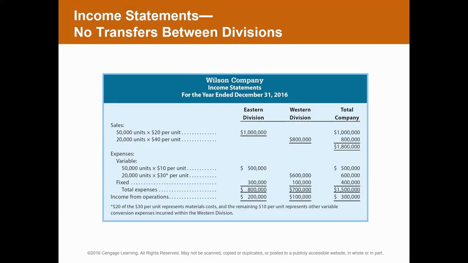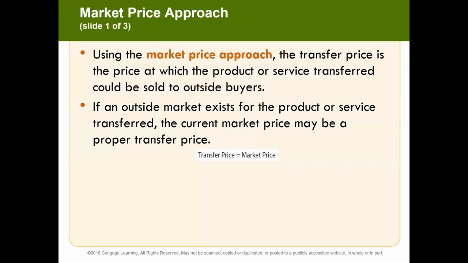If there were transfers, typically what happens is that a line item would appear, and it would say transfer cost. And I think that there's an example. I'll show you here. But okay, so using the market approach, transfer price is the price at which the product or service transferred could be sold to outside buyers. If an outside market exists for the product or service transferred, the current market price may be a proper transfer price. This is where transfer price would equal market price.